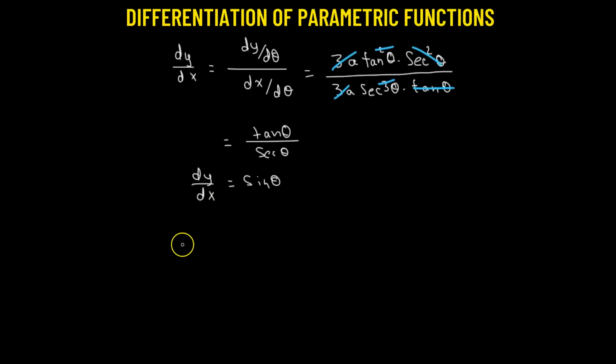Now the next task will be to obtain this value at theta equals pi over 3 radians, or simply at 60 degrees. So we have sine theta, so we're going to replace the theta value with pi over 3, and we know that sine 60 degrees is simply root 3 divided by 2. So this is going to be the required value of the derivative of y with respect to x calculated at theta equals pi over 3 radians.